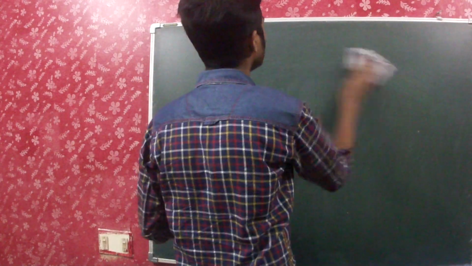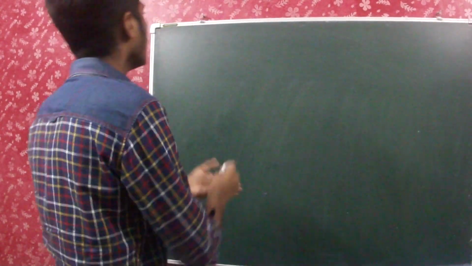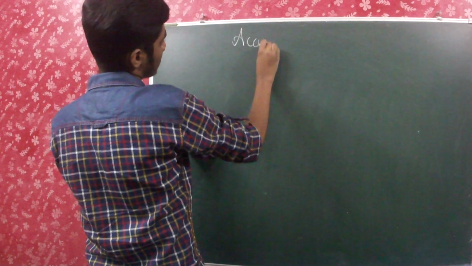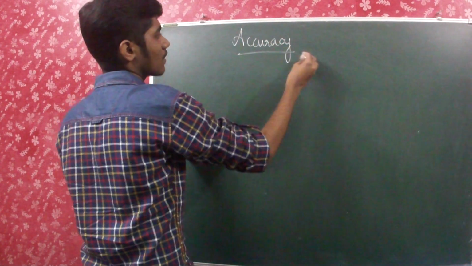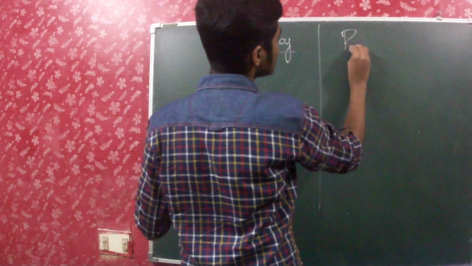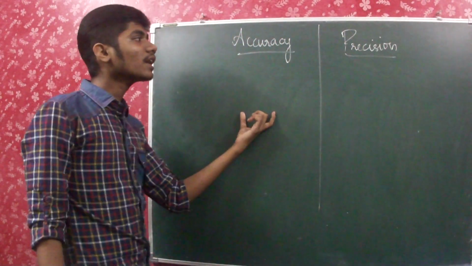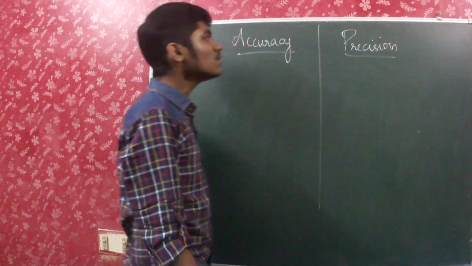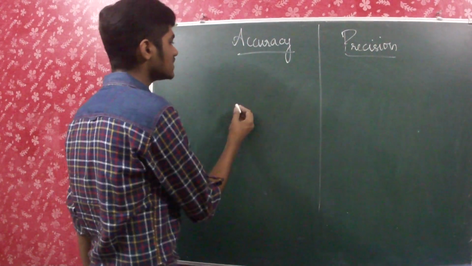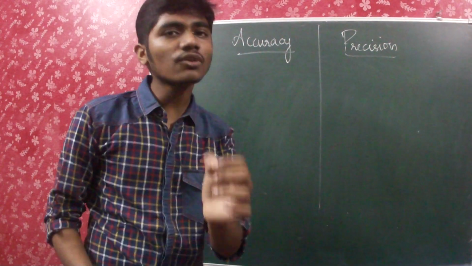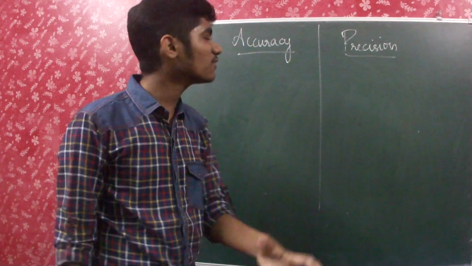So now let's move on from this to a topic that is accuracy and precision. So what's the difference between these two words? Accuracy and precision. Okay, so let's learn this with an example. For example, I am measuring the length of an object. I am just measuring the length of an object.